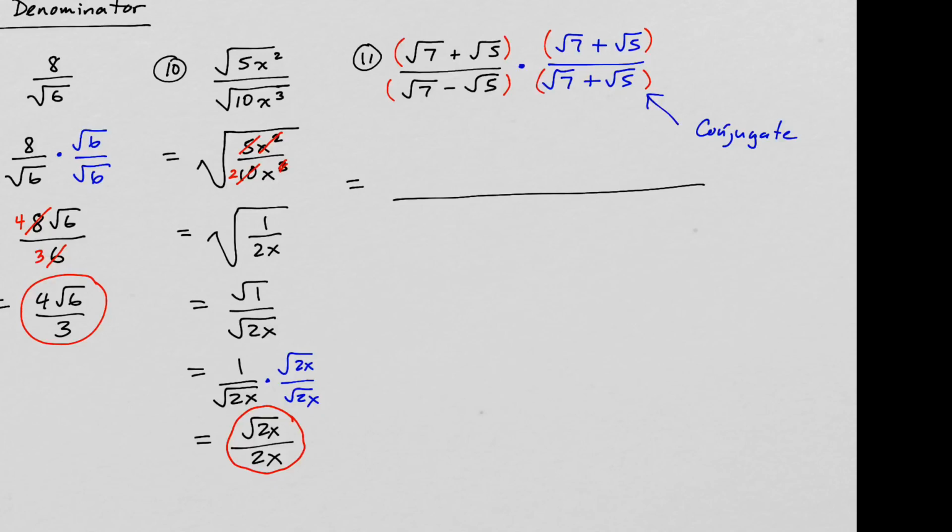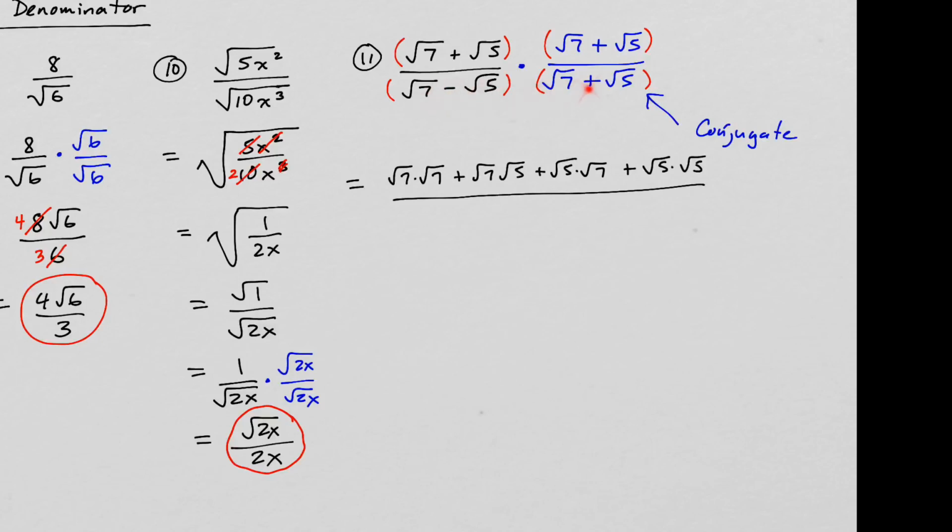In the numerator, we have radical 7 times radical 7, and then we have plus radical 7 times radical 5, and then we have radical 5 times radical 7, and finally, radical 5 times radical 5. That's the numerator.